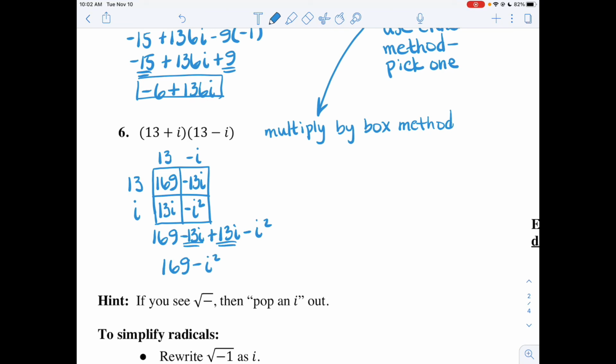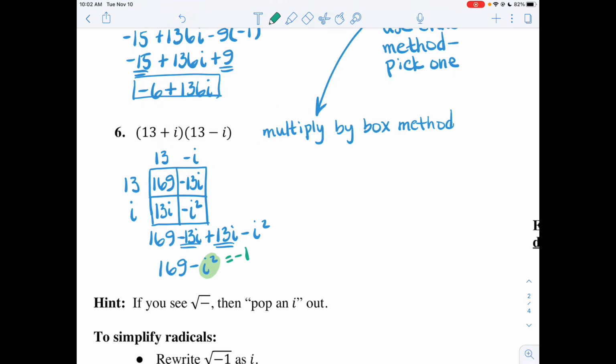But we remember that i squared is equal to negative 1. So I want to replace i squared in this expression with negative 1. So let's look at that. I'm going to have 169 minus a negative 1. So that is going to give me a final answer of 170, because minus a negative 1, or multiplying those together, gives me a positive 1. And so I have a positive 1 to add to my 169.